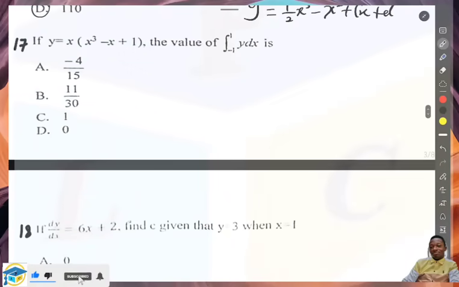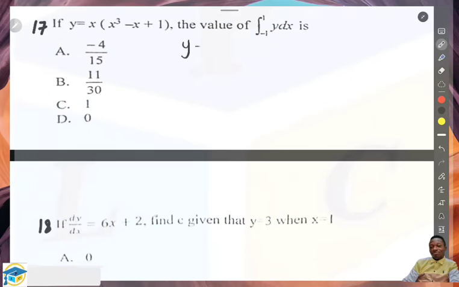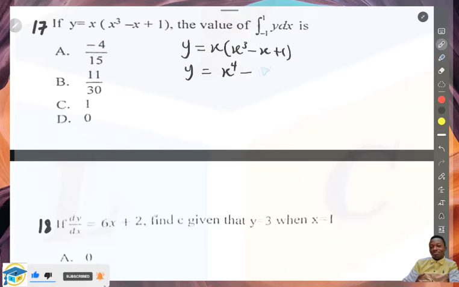Question number 17. So we have y equal to x into bracket x cubed minus x plus 1. Okay, so before we can even integrate this function as a definite integral, we must first expand this function. So the x will multiply x cubed, x multiply negative x, x will multiply 1. So that's going to fetch us what? X multiplying x cubed, we are going to get what? X to the power of 4. Then x multiplying negative x, we're going to get x to the power of 2. Then x multiplying 1, we're going to get plus what?